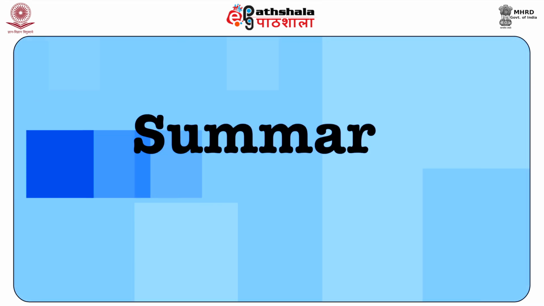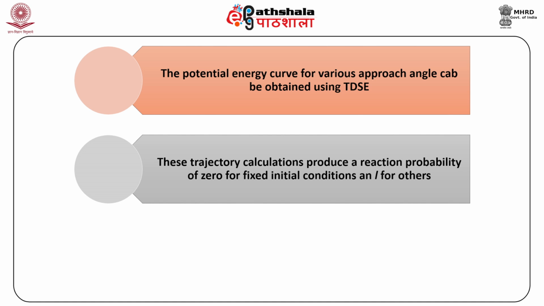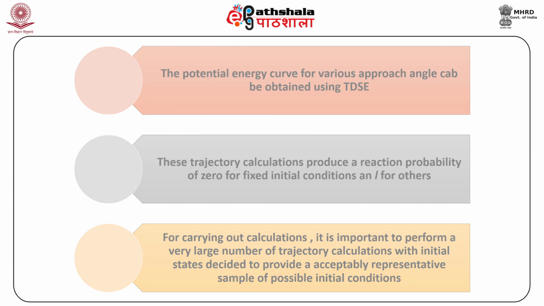Now let us summarize. The potential energy curve for various approach angles can be obtained using the time-dependent Schrödinger equation. These trajectory calculations produce a reaction probability of 0 for some initial conditions and 1 for others. For carrying out calculations, it is important to perform a very large number of trajectory calculations with initial states decided to provide an acceptably representative sample of possible initial conditions.